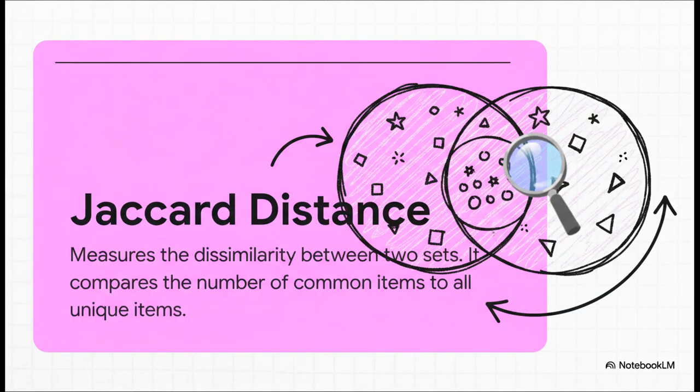All right, next up is Jaccard distance. This one is super intuitive. It's all about measuring the overlap between two groups of things, or sets. The way it works is simple. You just look at how many items the two groups have in common, and you divide that by the total number of unique items across both groups combined.